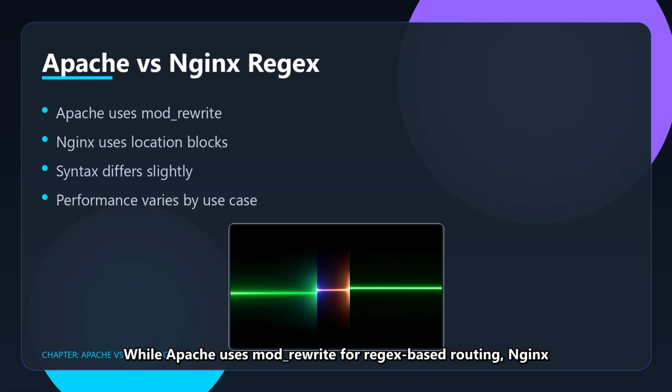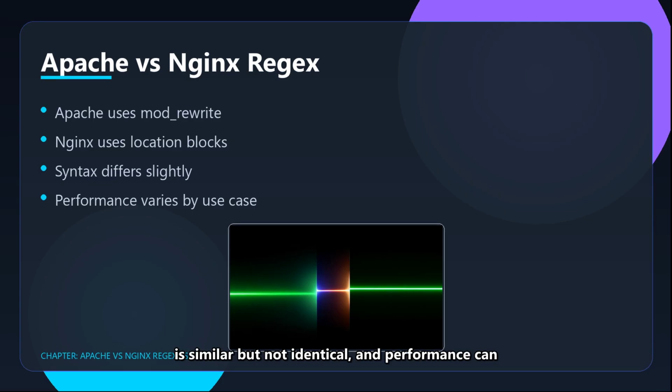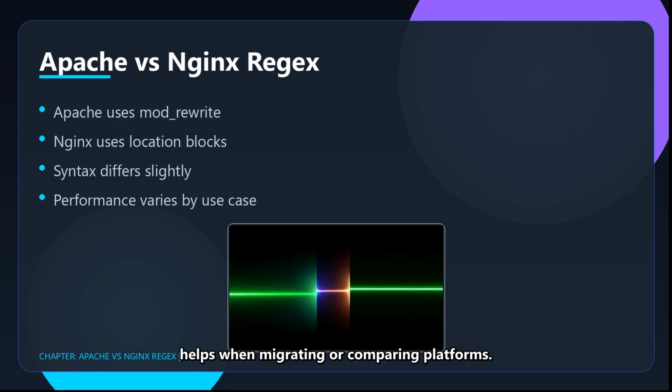While Apache uses mod_rewrite for regex-based routing, Nginx handles it differently with location blocks. The syntax is similar but not identical, and performance can vary depending on your use case. Understanding both helps when migrating or comparing platforms.